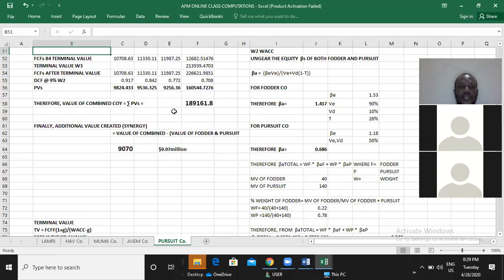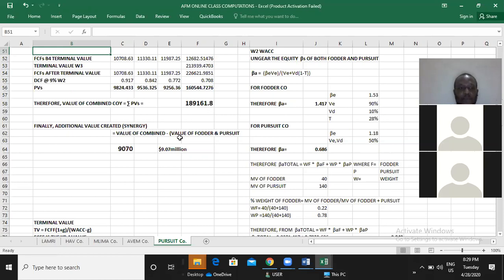And that present value gave us the value of the combined company as 189 million. 189, okay, how much was that? Yeah, 189 million now. 189.161 or 162 million. Because remember, we are working in thousands all through.